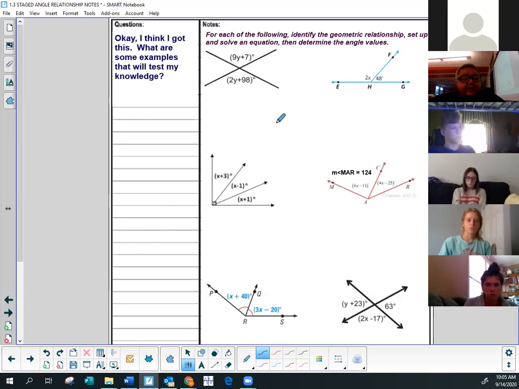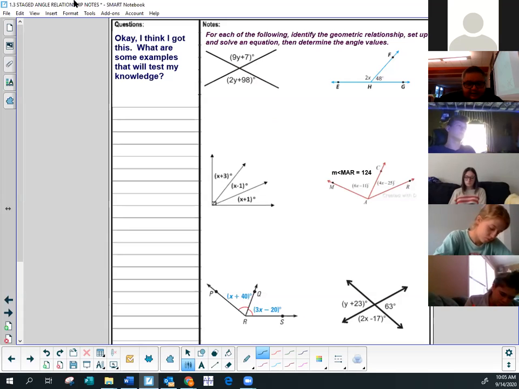So I have 6 quick examples. On these examples, I want you to identify the geometric relationship, set up and solve the equation, and then go back and find the angles. That's going to be the natural rhythm of really all these problems. So what I like to do is put you into breakout rooms.